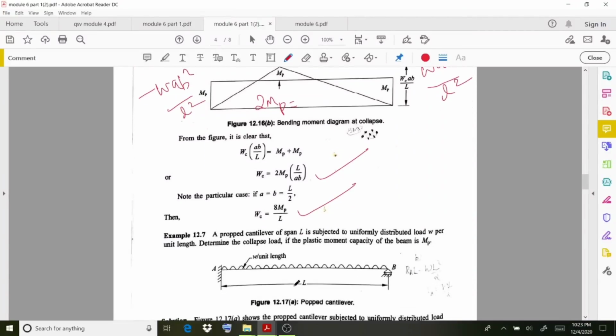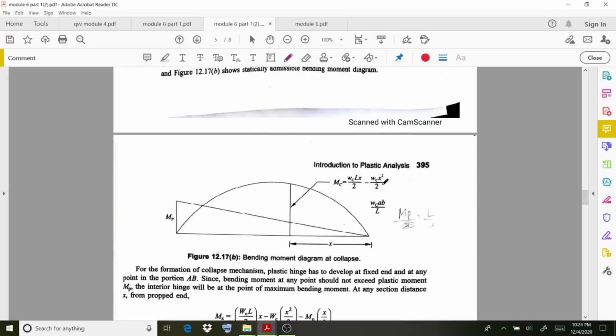And if you observe the next one, a propped cantilever beam is provided with a load W, a uniformly distributed load acting over it, and our aim is to calculate the collapse load, and the plastic moment capacity is represented as MP. So in this case, if a cantilever beam is provided, then there will obviously be a reaction here. Due to this reaction the bending moment value will be in this way, so that is represented here. If you observe clearly, you will get this MP value.